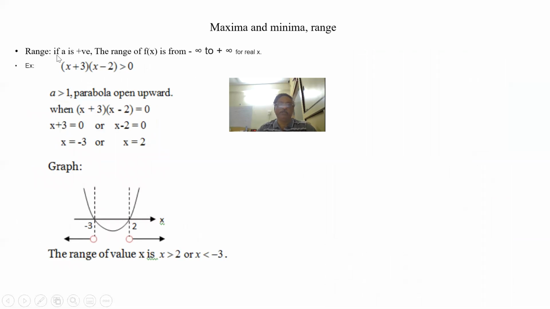Now we see here. If a is positive, the range. Now this is a curve with a positive. What is the range of y? As x goes to minus infinity, y goes to infinity. As x goes to positive infinity, y also goes to infinity. The curve crosses at minus 3 and 2, and between these two we have negative values of limited size.